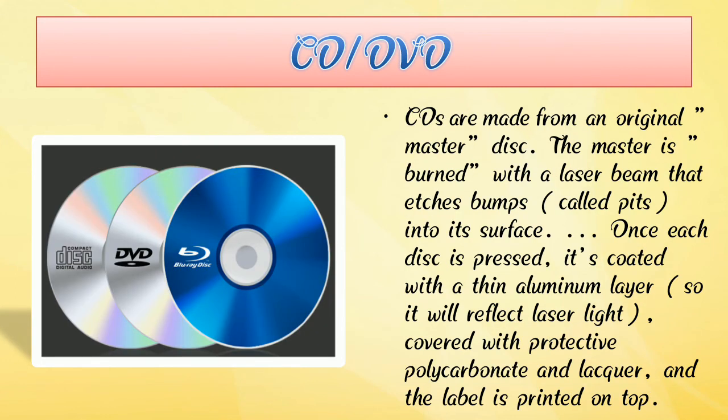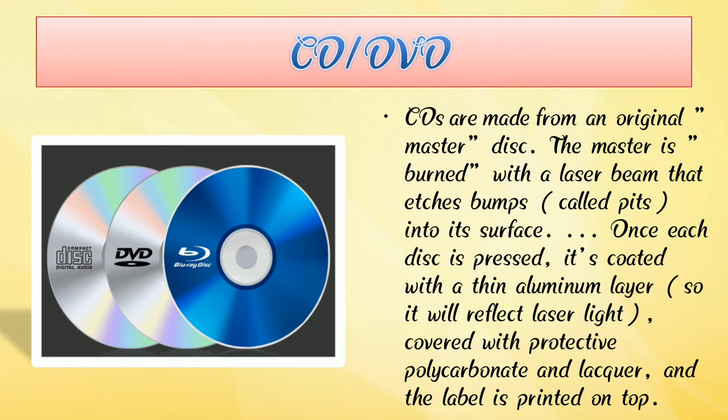So, here we also find a photograph of DVD and CD. CDs are made from an original master disc, and the master is burned with a laser beam that adds bumps into a surface. Once each disc is pressed, it's coated with a thin aluminum layer, then covered with protective polycarbonate and a lacquer, and the label is printed on top.